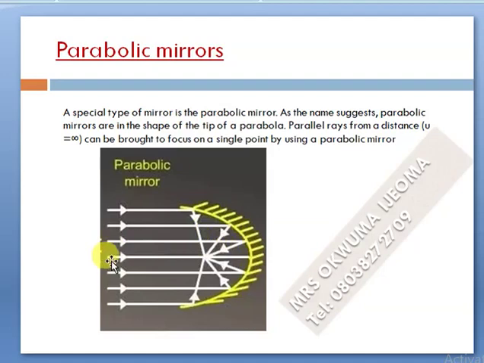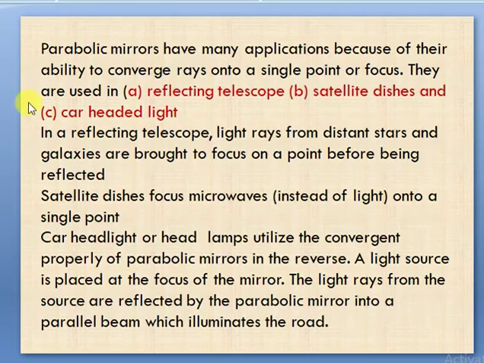Another incident ray coming from very far away, from infinity, striking the mirror, will equally be reflected back. Now you find that all these reflected rays, and another incident ray striking this mirror, will be reflected back. They will converge at a point to produce a single focus. Now, parabolic mirrors have many applications because of their ability to converge rays onto a single point of focus.